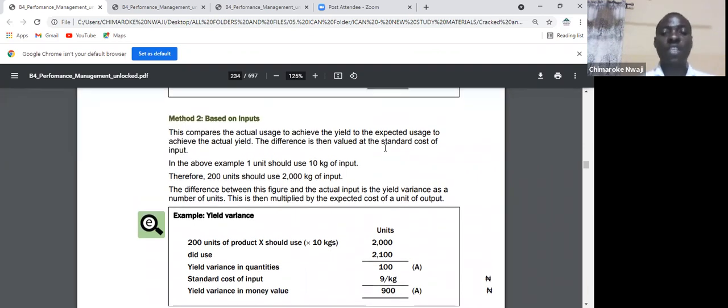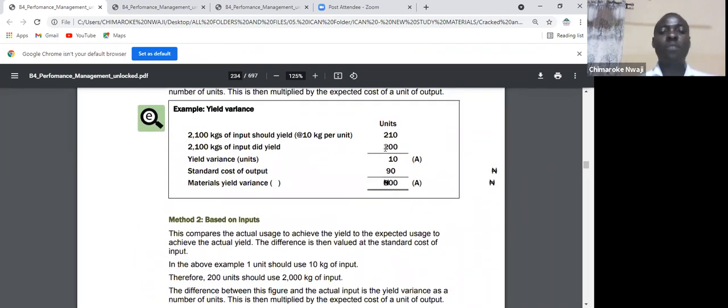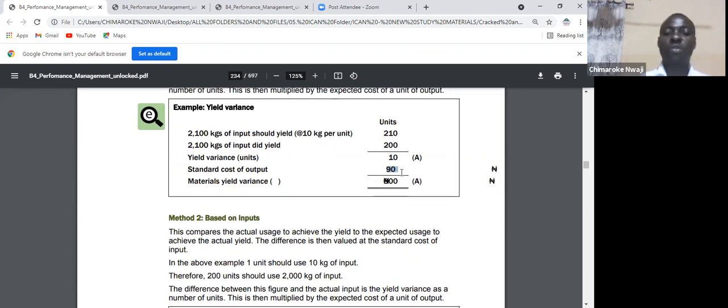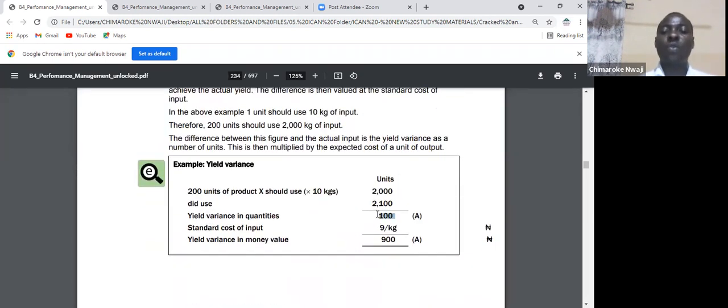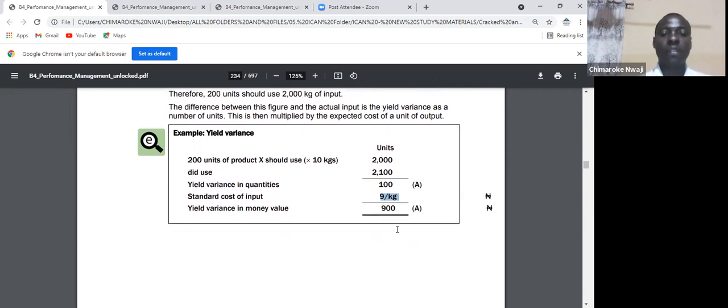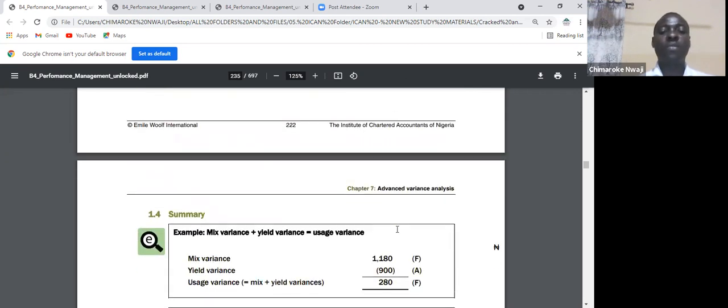So if you see here, in the output method, the variance is in number of units, and so the standard cost is the cost of the final output. But here, the variance is in quantities of input, and so the standard cost here is the price per input material. So that's your yield variance.